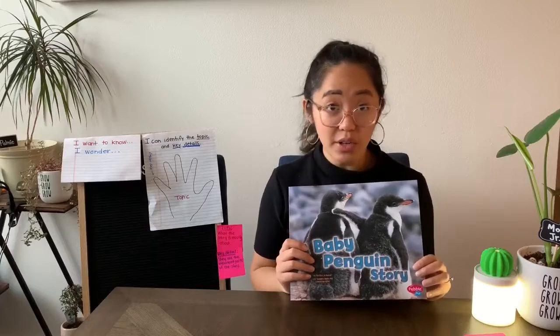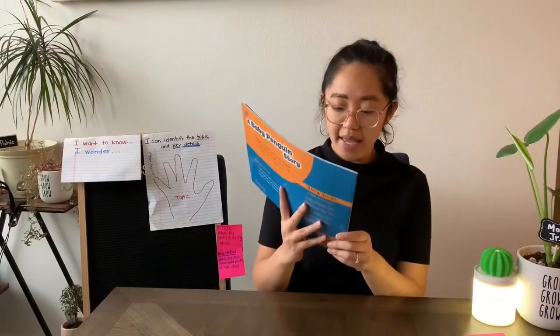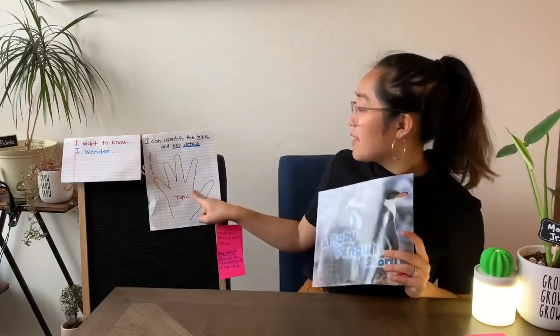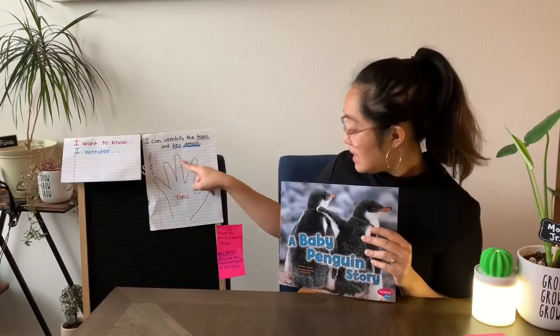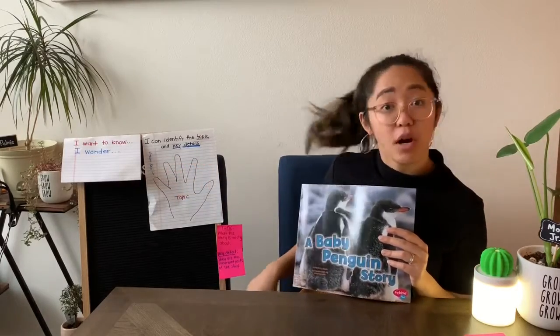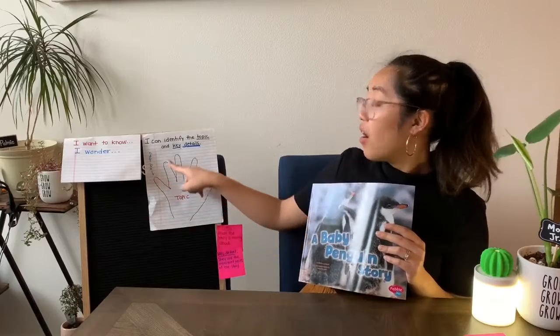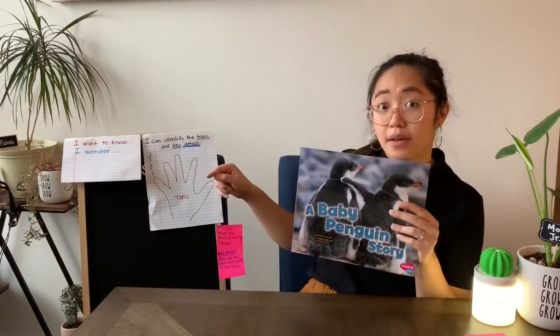Okay. So once you're done with that, we're gonna go ahead and go right into the story, okay? And as I'm reading, try to really identify what the topic of this whole book is, and then try to think about the key details, which are the important parts of the story that are about the topic, okay?